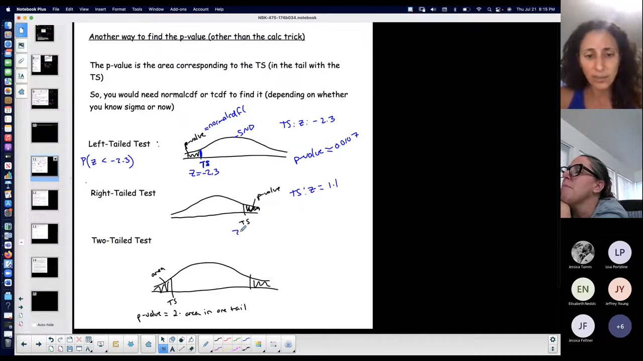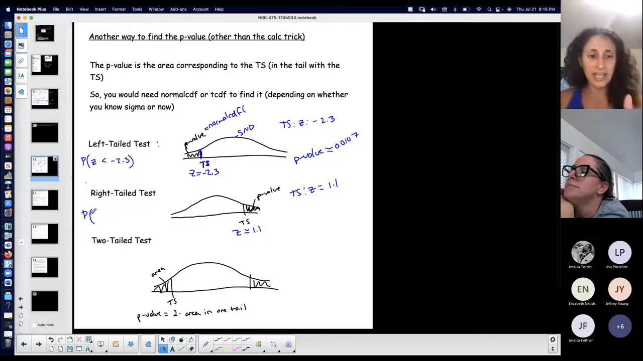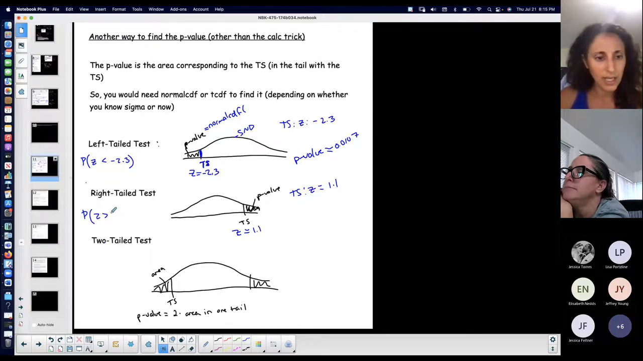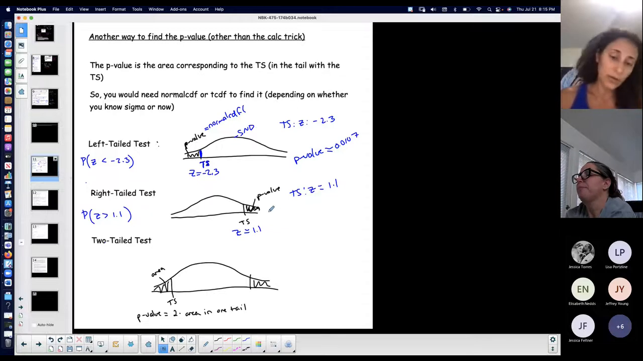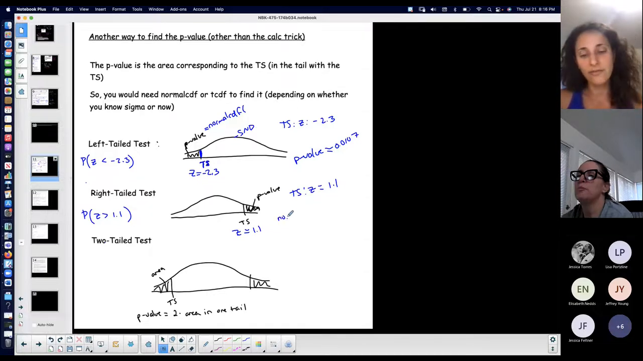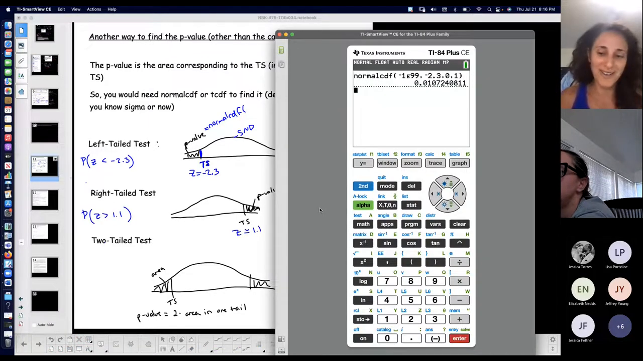If it's in the right tail, positive test statistic, then the p-value again is an area, but this time to the right. So this is like saying the probability, excuse me, that I randomly choose a z-score and it's bigger than 1.1. And to find an area, right? If I know a z-score, I go normal CDF. So this is a refresher, right? From whatever week that was.